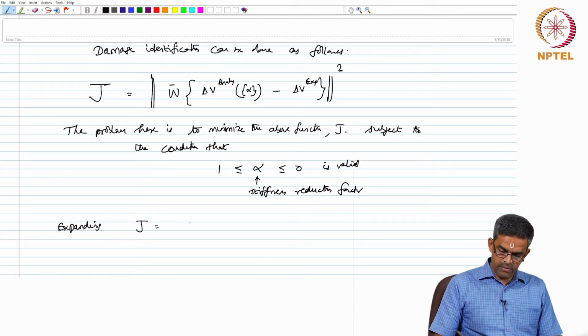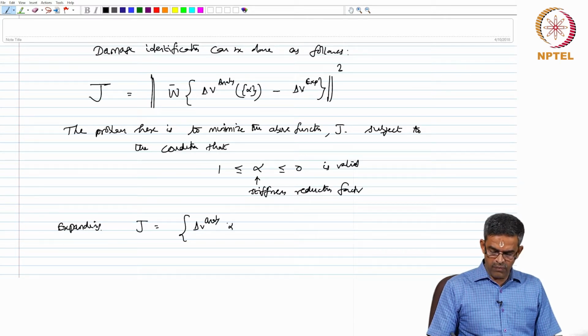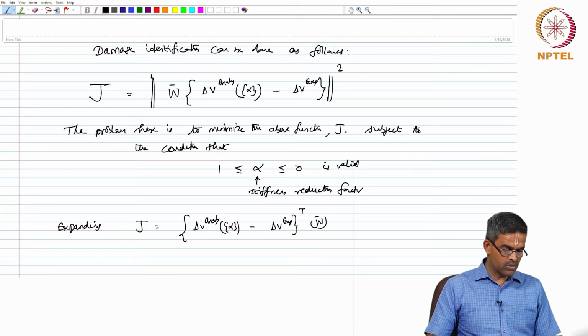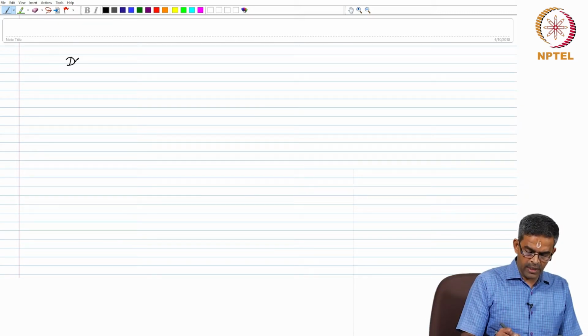Therefore, expanding, J will become delta V analytical of alpha minus delta V experimental, the transpose, W bar square, of delta V analytical of alpha minus delta V experimental.